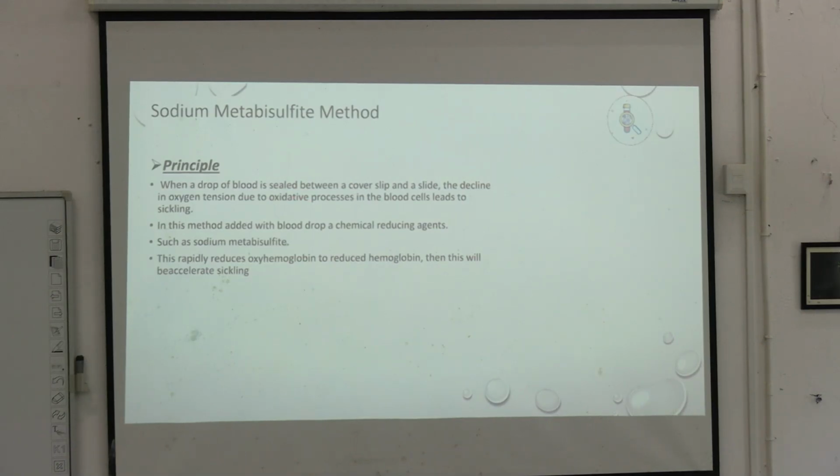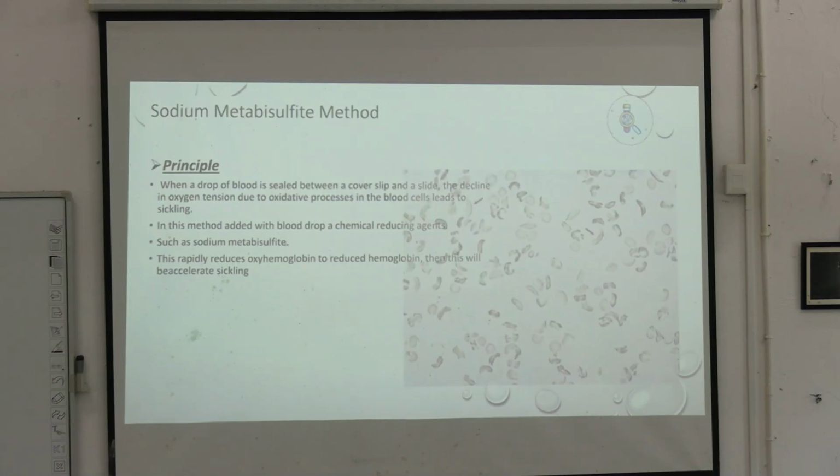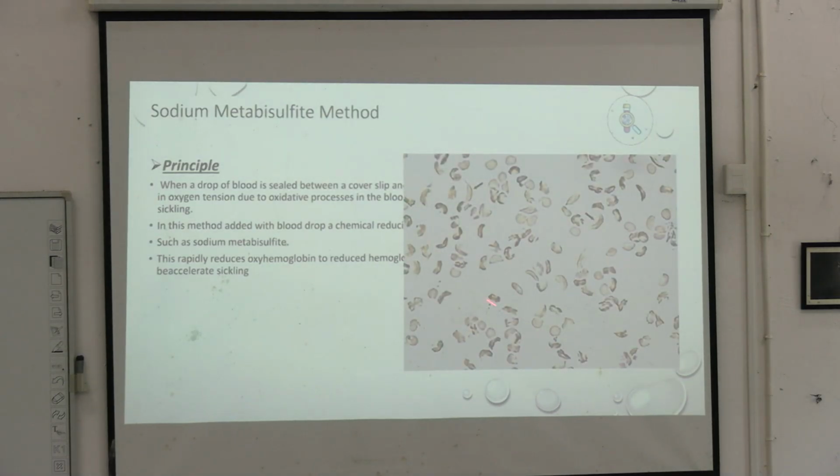So what will sodium metabisulfite do? It will cut the oxygen. It will cut off the air oxygen, and because of that, sickling will be exaggerated. So what will we see then? We will see that the RBCs are sickling. Okay, so this is how we do a sickling test or the sodium metabisulfite test.